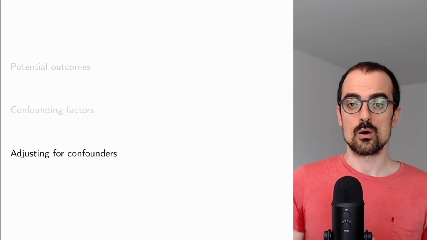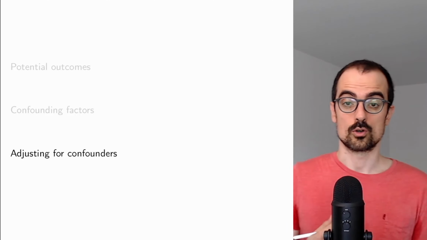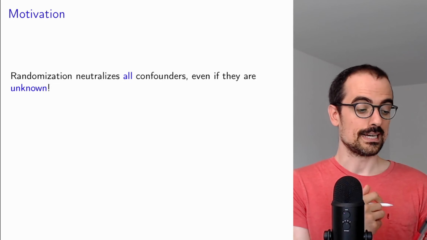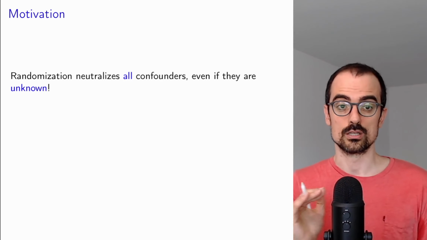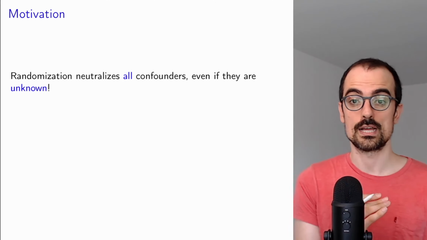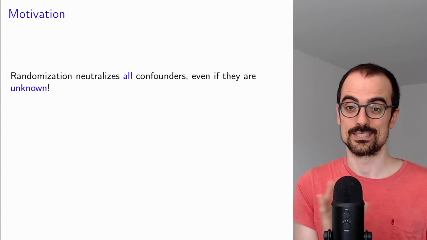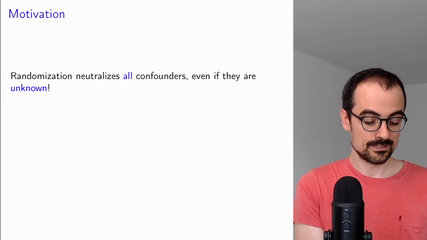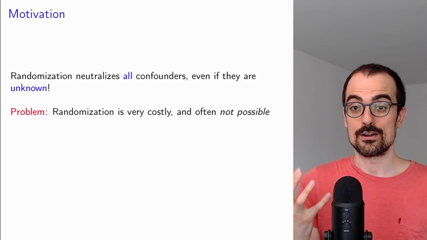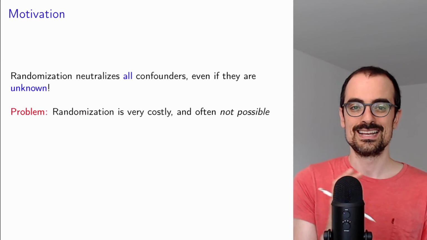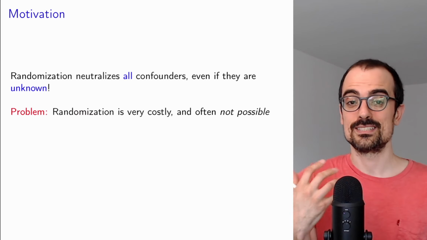Okay, so now we're going to see how to adjust for confounders when we know about them. And here the motivation is that randomization is absolutely awesome because it manages to neutralize every possible confounder, even if we don't know about them. So it's just amazing. But it can actually be very costly. Randomized controlled trials for medicine, for drugs, are extremely costly. And sometimes it's just not even possible.